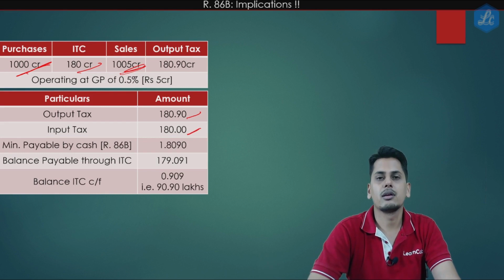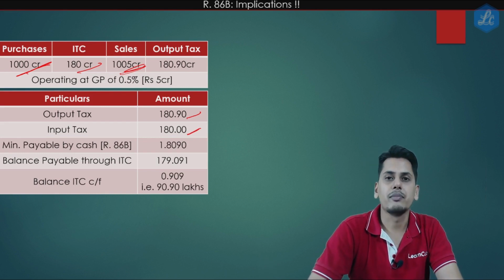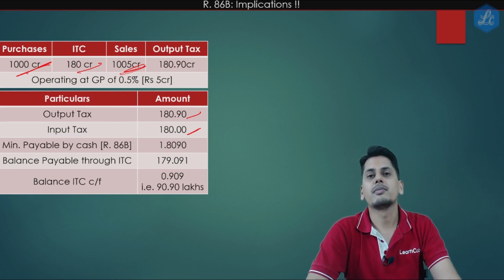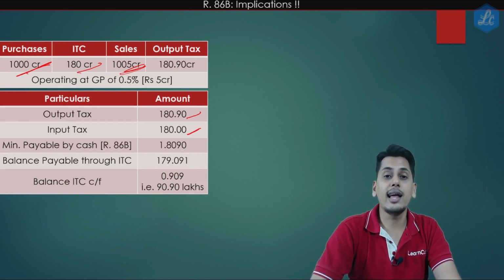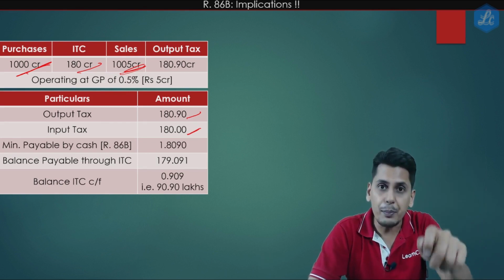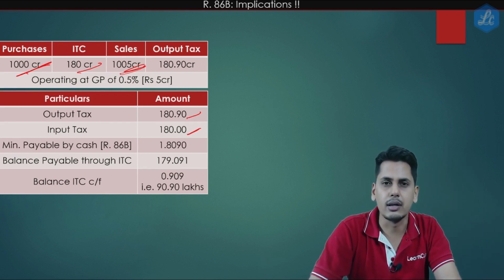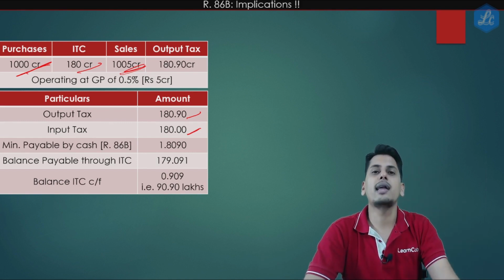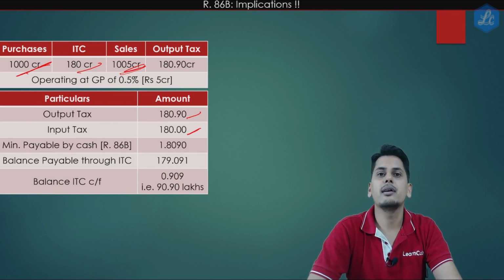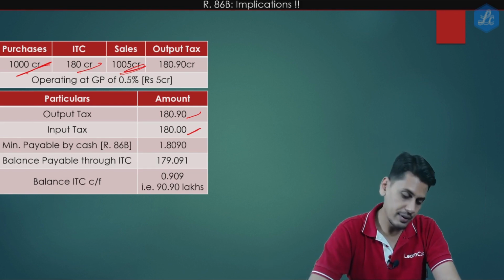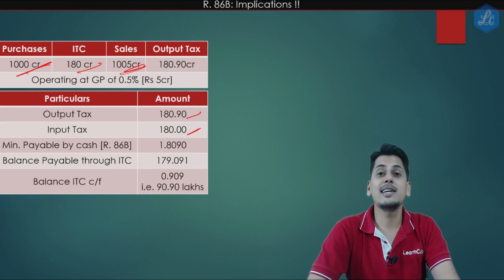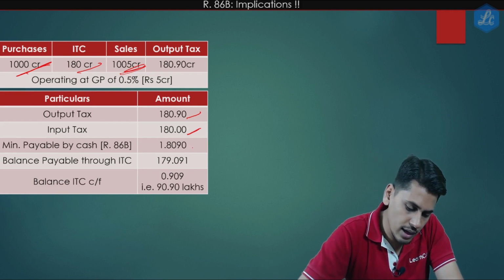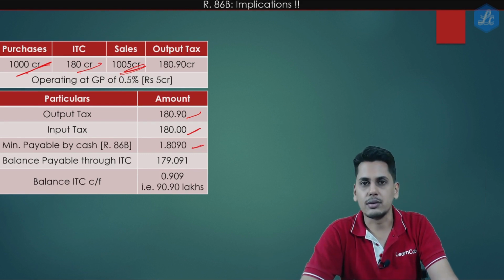Now friends, what does 86B say? 86B says that input tax credit can be utilized only to the extent of 99% of the output tax liability, or to rephrase it, at least 1% of the output tax liability needs to be paid through cash. Now friends, the amount which he has to minimum pay through his electronic cash ledger is going to be 1.8090.